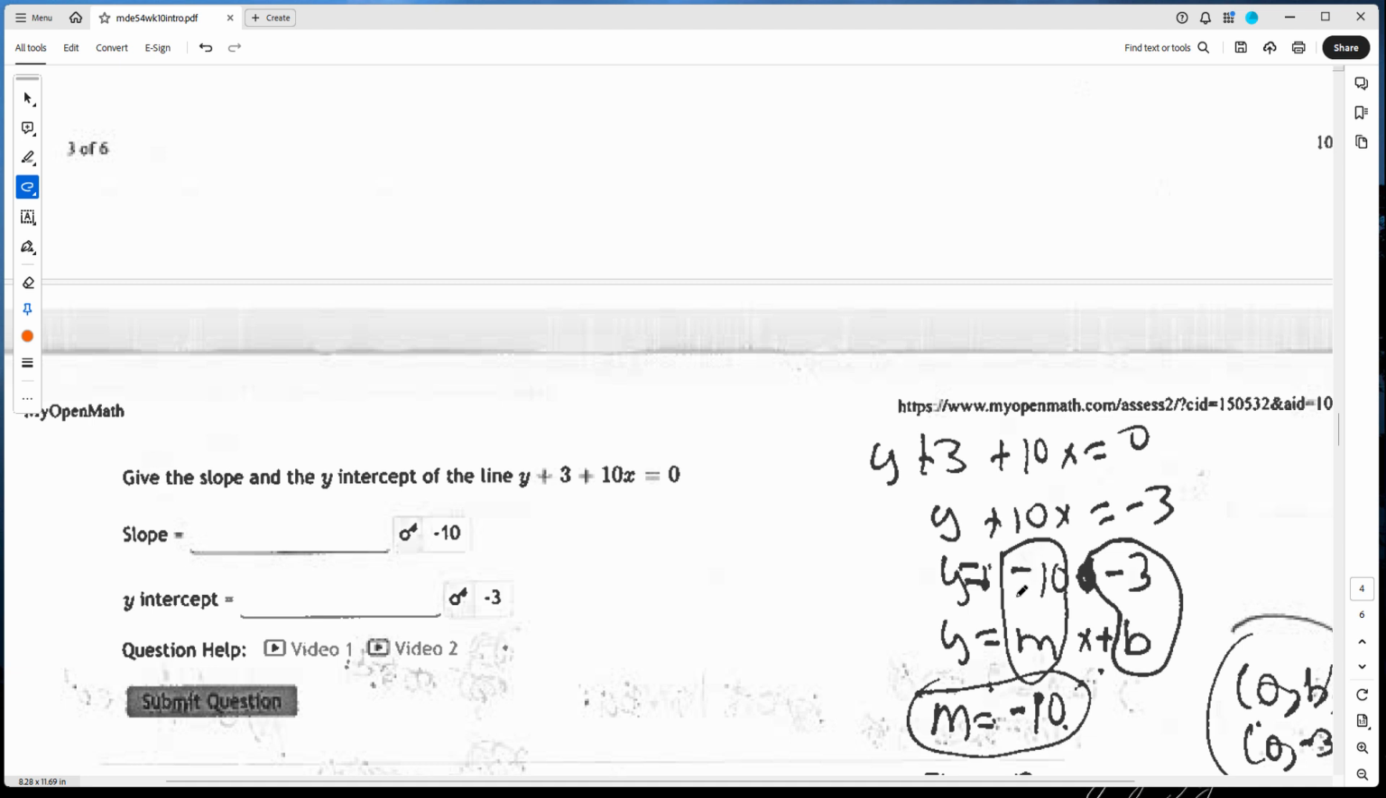Then I wrote y equals mx plus b underneath it, so I could identify what my slope is. My slope is -10. The y-intercept is at -3.